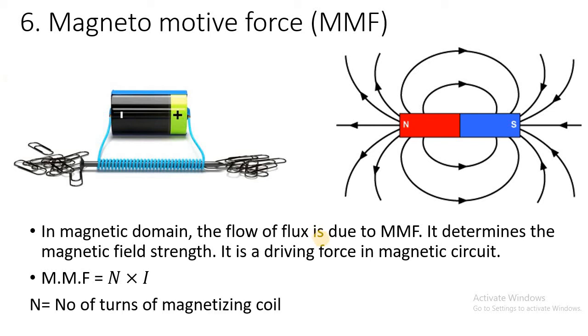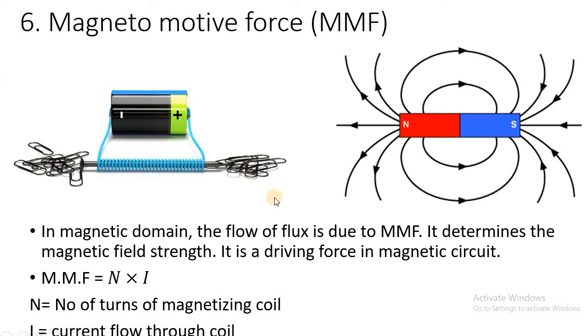What is N? N is the number of turns of the magnetizing coil. As I increase the number of turns of the magnetizing coil, I can increase MMF. As I increase MMF, I can increase the number of magnetic lines of force. When I take 10 turns, it gives only 5 lines of magnetic force. But when I take 50 turns, it gives 100 lines. So MMF is directly proportional to N.